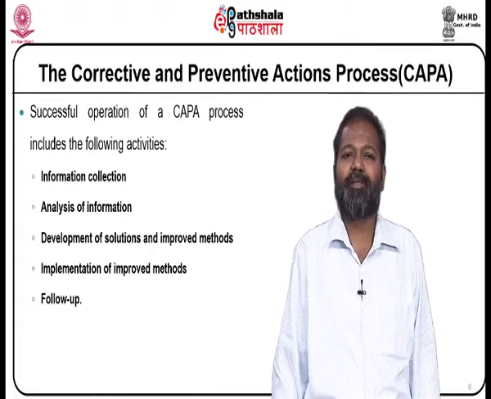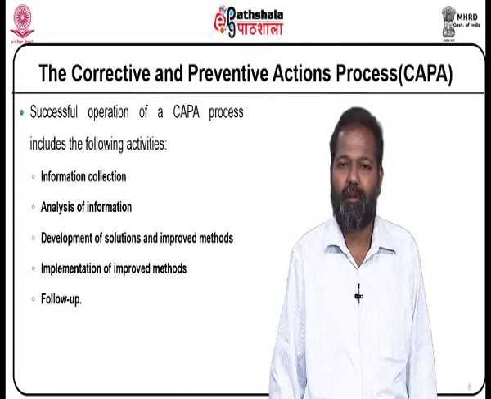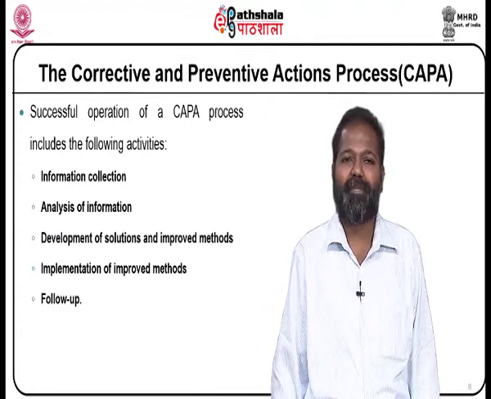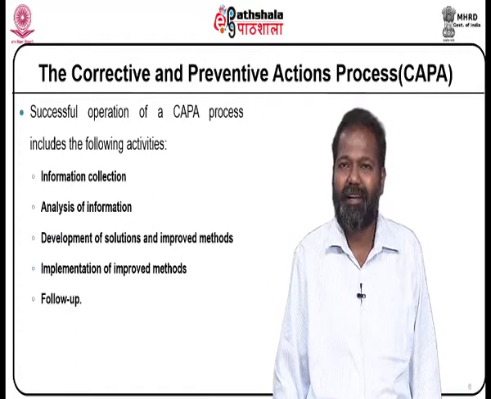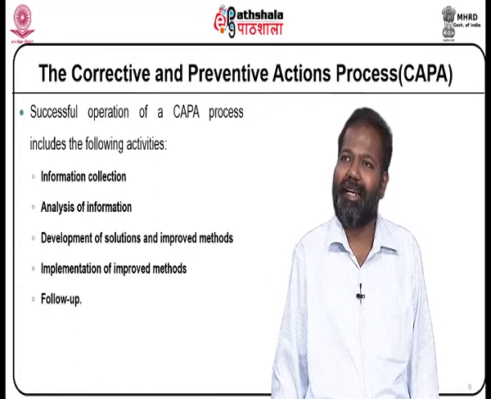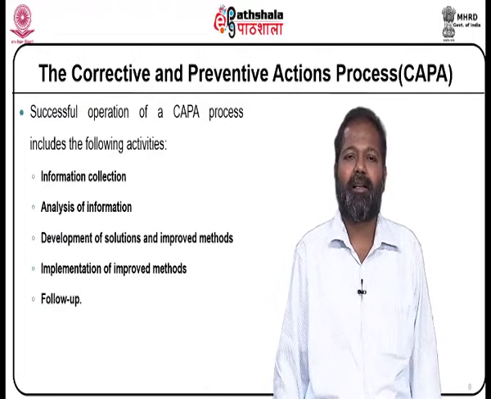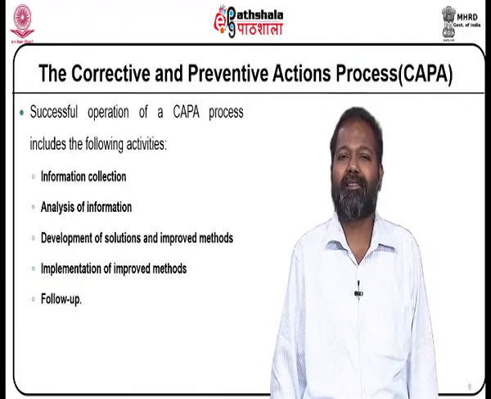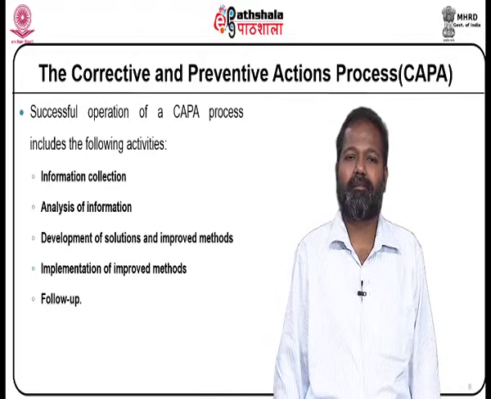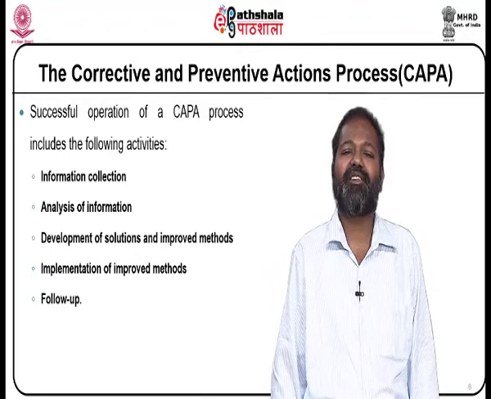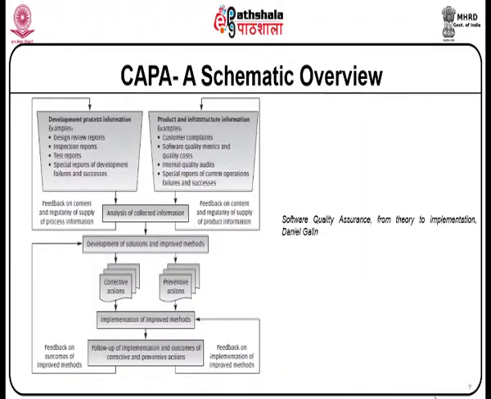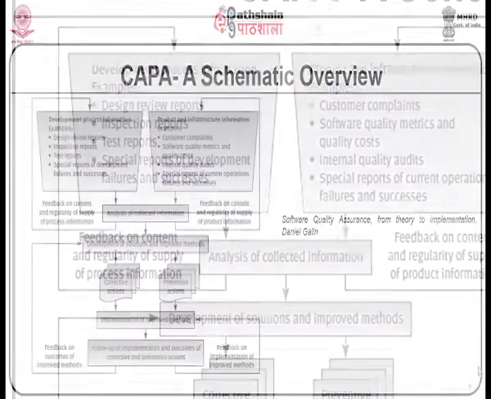Successful operation of a corrective and preventive actions process includes the following activities: information collection, which can also be stated as data collection, analysis of the information or data collected, development of solutions and improved methods, implementation of improved methods and follow up. A schematic overview of corrective and preventive actions is presented.